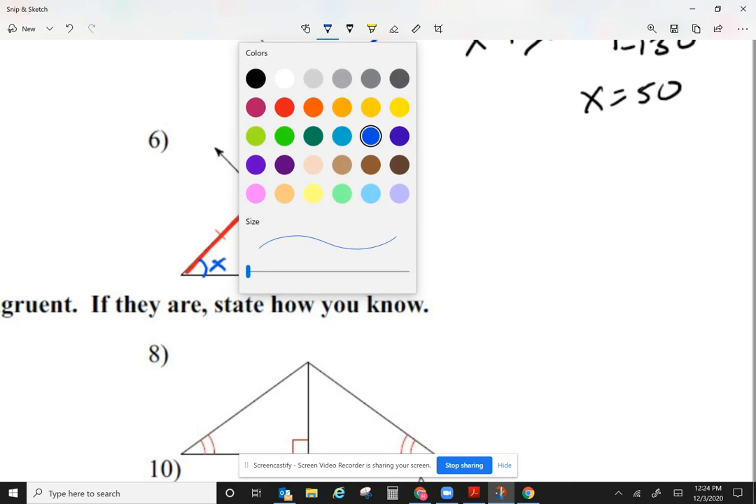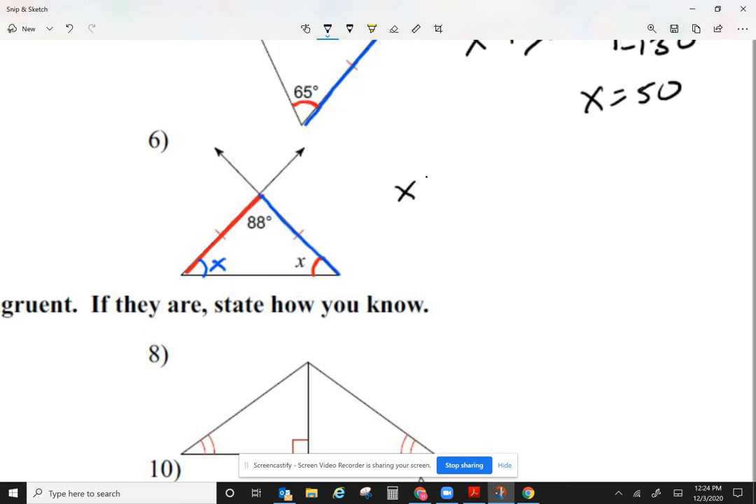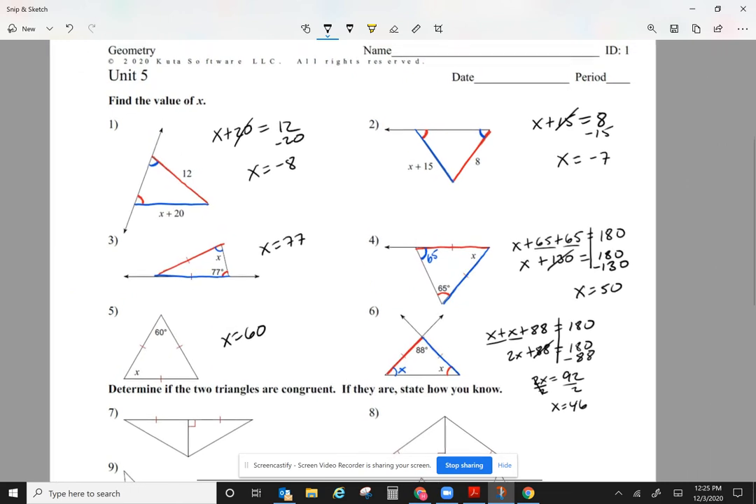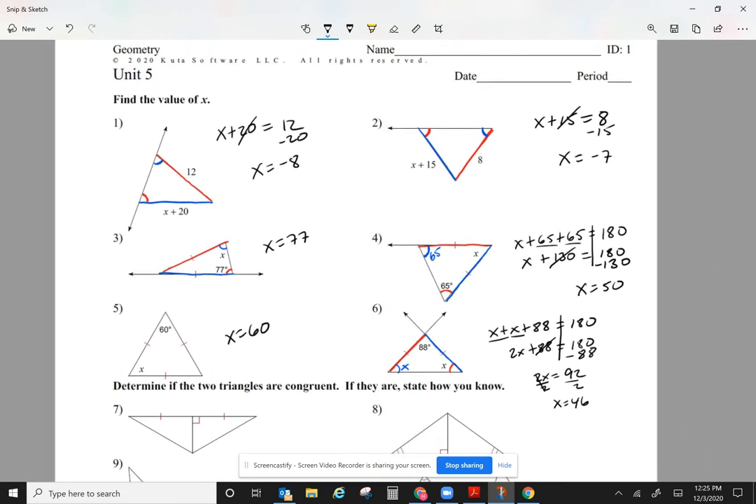The way I'm going to solve for x, I'm going to add the three angles. So let me go x plus x plus 88 equals 180. When it comes to letters, 1x plus 1x gives me 2x plus 88 equals 180. The plus 88, let me move it over as a minus 88. So I have 2x equals 92. To have x by itself, let me divide by 2. X equals 46.